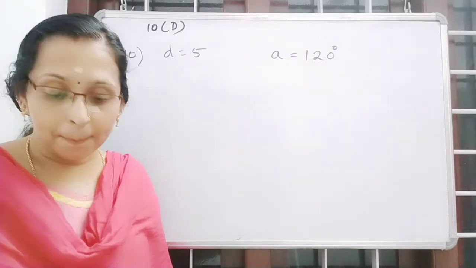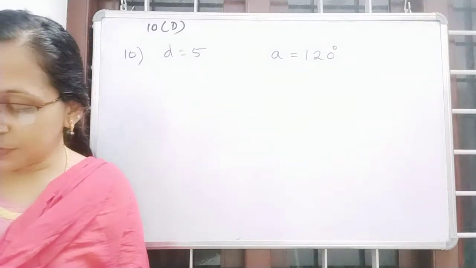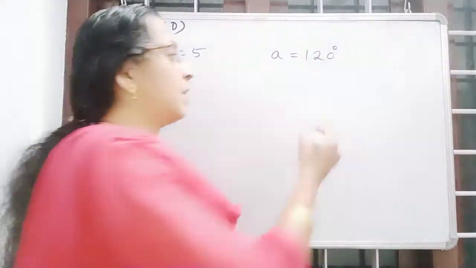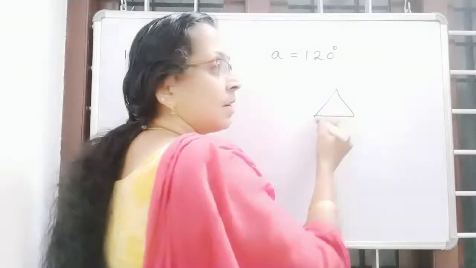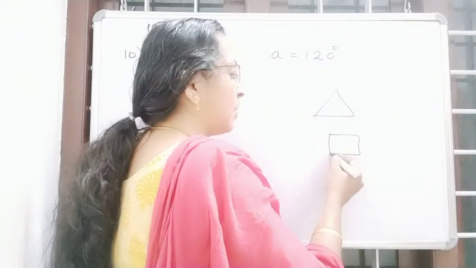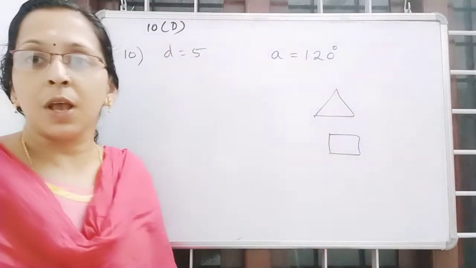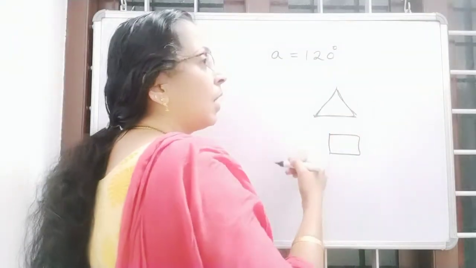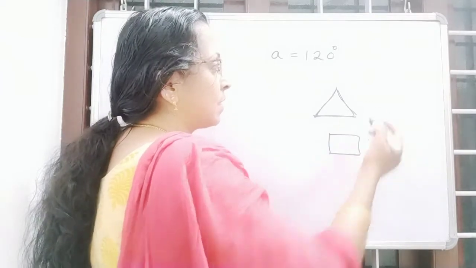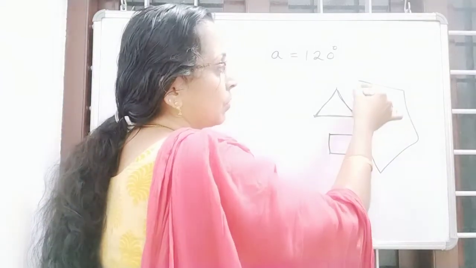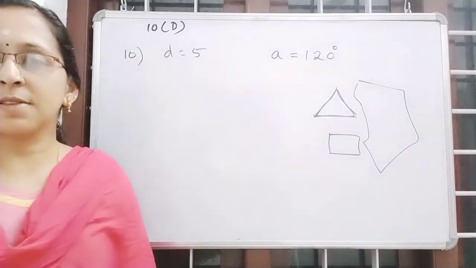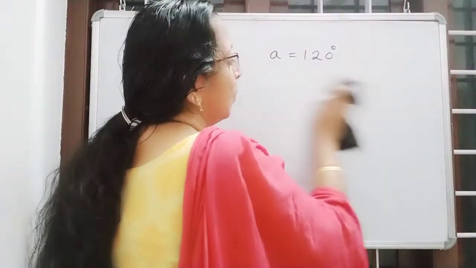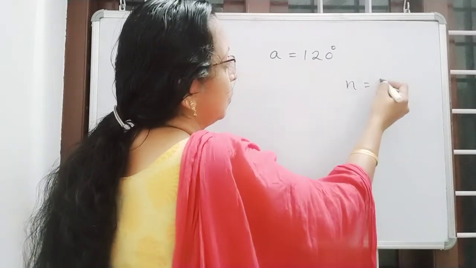We want to find the number of sides of the polygon. How many sides are there for that polygon? If it is a 3-sided polygon, it is a triangle. 4-sided means it will be a square or rectangle or parallelogram anyway. We don't know how many sides are there. So that we want to find out. That means n we want to find out. n is equal to question mark.